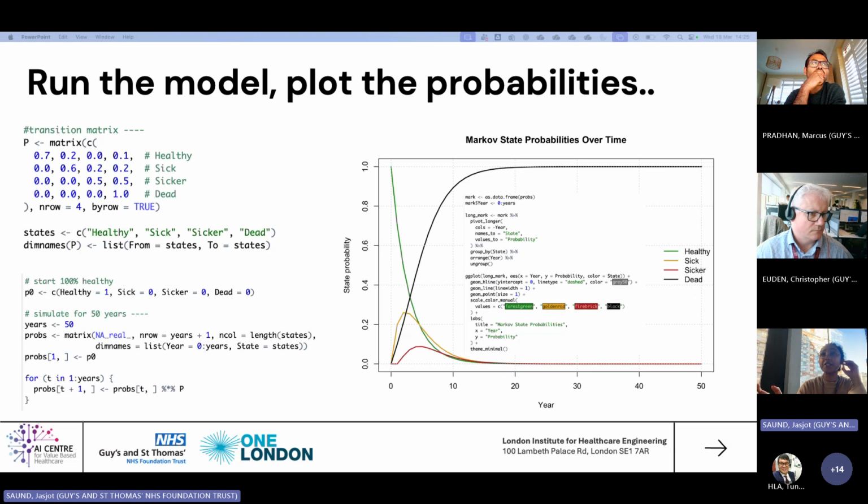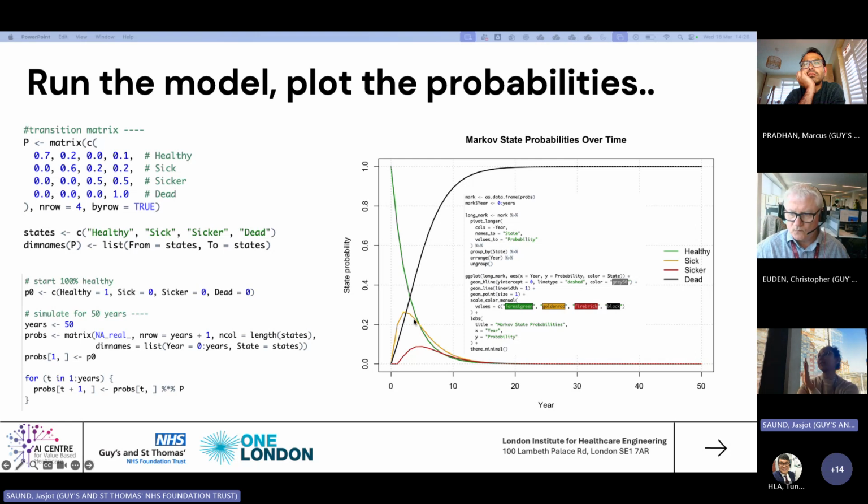This is just an example in R, so you can see it's not massively complicated. It is matrix multiplication for most of it. But ultimately, you can end up modeling your state probabilities over time. I think this is the example of the healthy, sick or dead model. You can see that everybody starts in healthy, and then slowly over time, everybody ends up in dead, which is what you'd expect. Sorry, I've made the probabilities quite high.